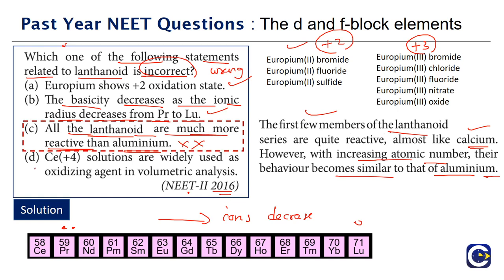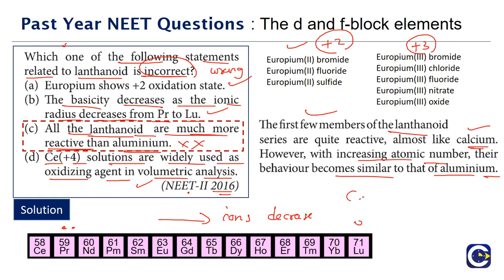Then what is option D saying? We got our answer, but look at option D. What is option D saying? Cerium +4 solutions are widely used as the oxidizing agent in volumetric analysis. So what is this volumetric analysis? When you talk about the estimation of the substance based on the amount of the oxidizing agent consumed or based on the amount of the reducing agent consumed, that is what we will be looking in terms of the volumetric analysis.